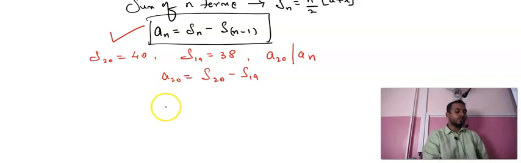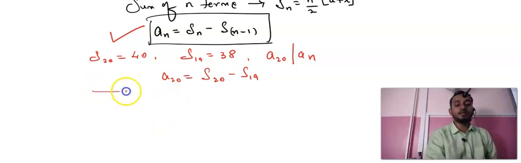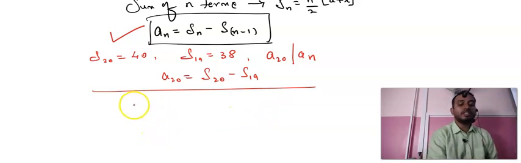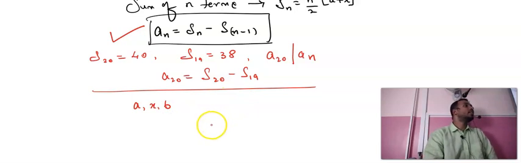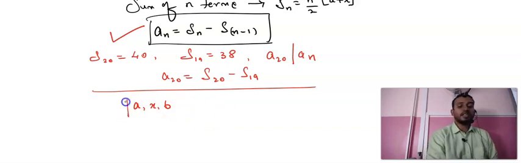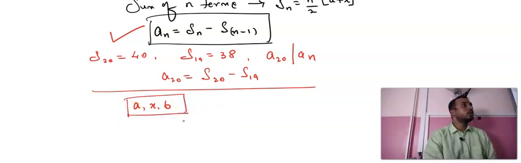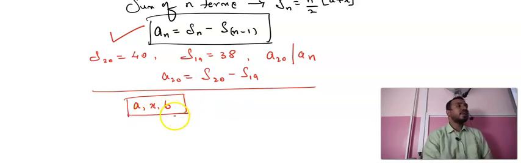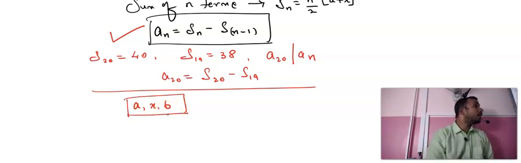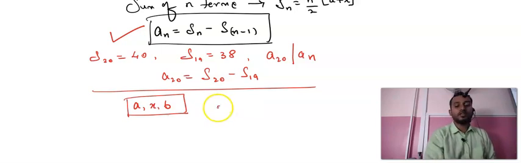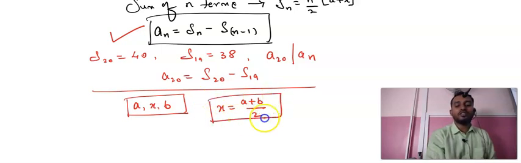One more topic can be asked like this. They will give you 3 terms in the form of a, x, b. I am just writing the standard form. They may say that a, x, b are in AP, then find the value of x. For that we have the formula x is equal to (a plus b) by 2. This is the formula you have to use.